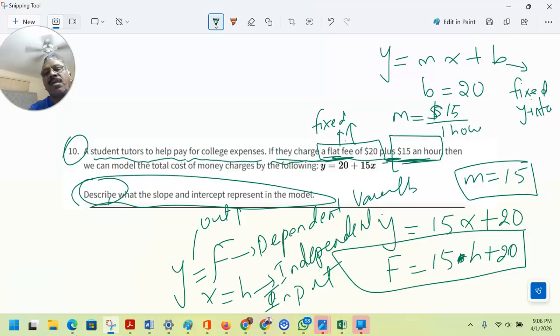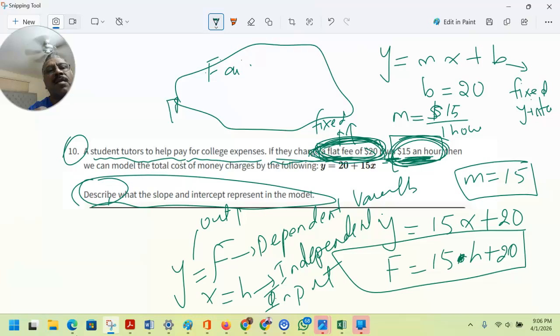So that means this is the flat fee, a fixed amount of money he gets, like a bonus. But after that, for each additional hour that you work or tutor, you get $15 an hour. It's like going to a carnival fair. Before you enter, they will charge you $13. That's a fixed fee to enter.